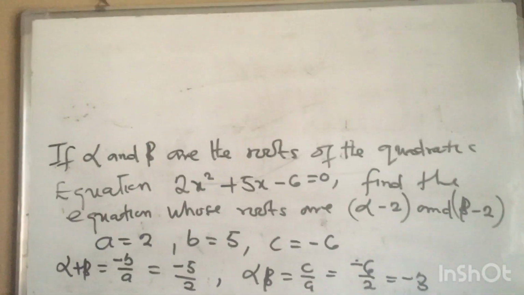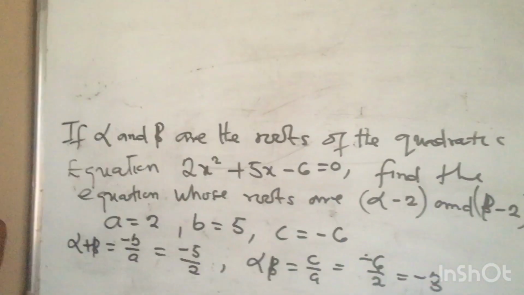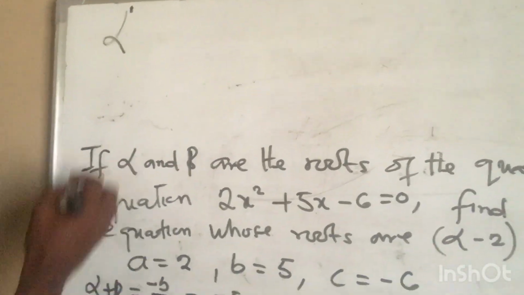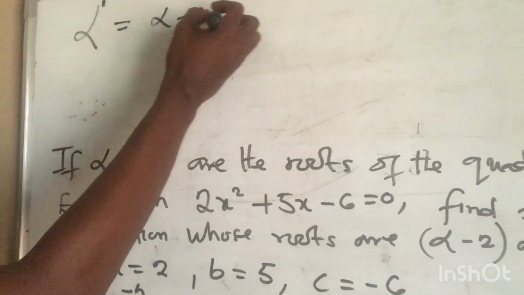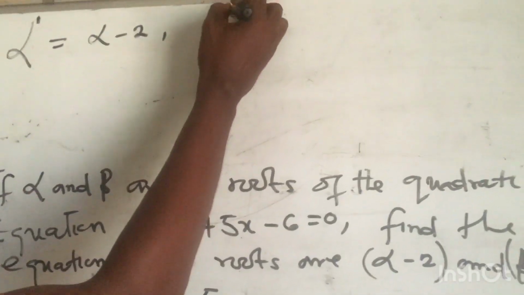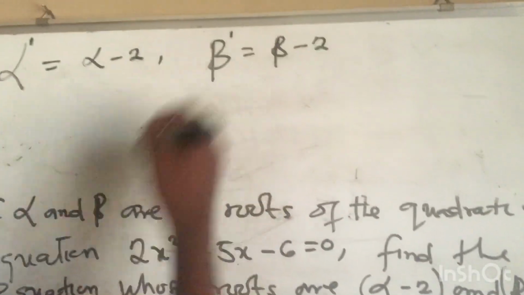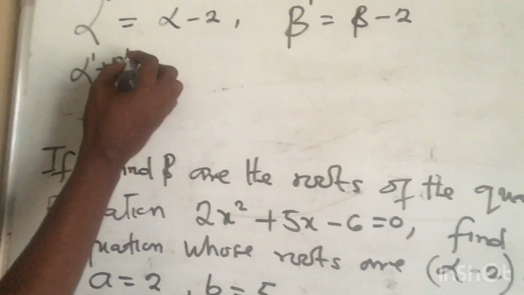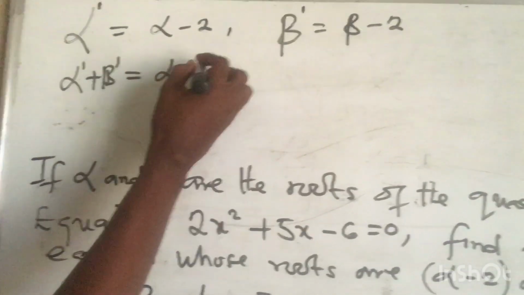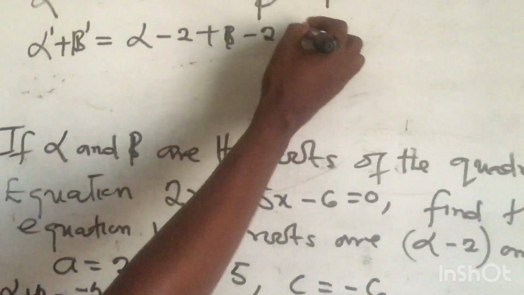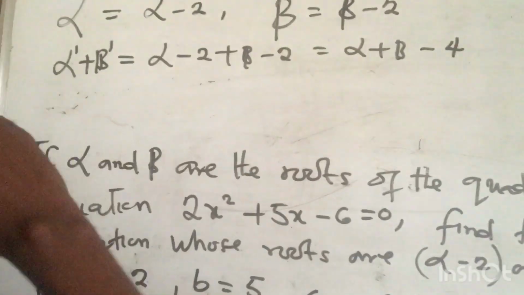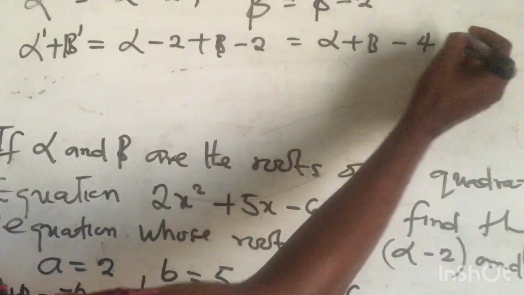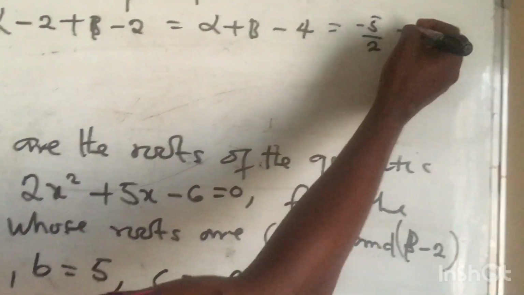This is very simple. For this new equation that we want to form, let the first root be alpha prime, which is equal to alpha minus 2. And the second root, let it be beta prime, which is equal to beta minus 2. So the sum of the roots for that new equation, alpha prime plus beta prime, will be equal to alpha minus 2 plus beta minus 2. And that's alpha plus beta minus 4. And don't forget, from our first equation, what's our alpha plus beta? Minus 5 over 2. That means this is equal to minus 5 over 2 minus 4.